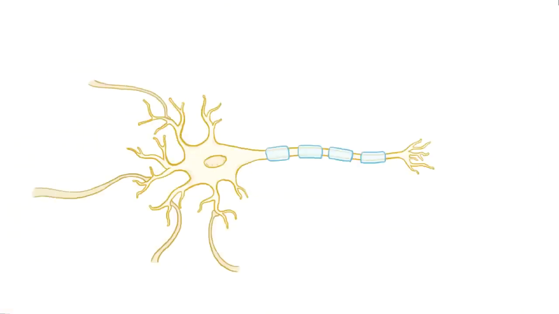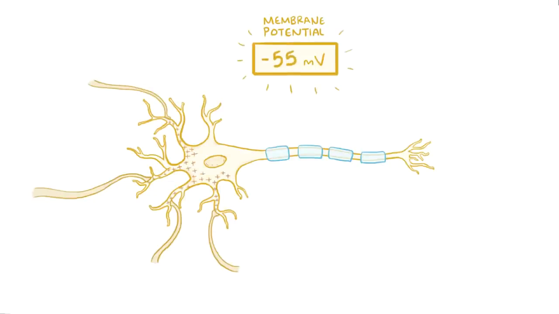Now, a single EPSP or IPSP causes only a small change on the resting membrane potential. But if there are enough EPSPs across multiple sites on the dendrites, then collectively they can push the membrane potential to a specific threshold value, typically around negative 55 millivolts, although this can vary depending on the tissue.